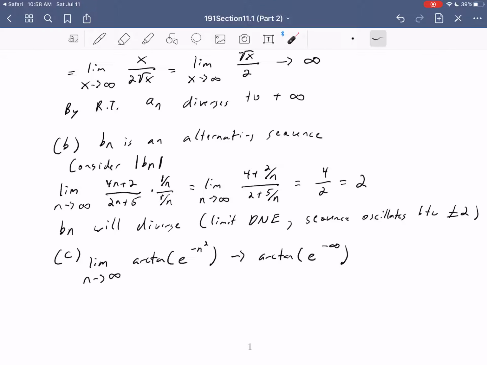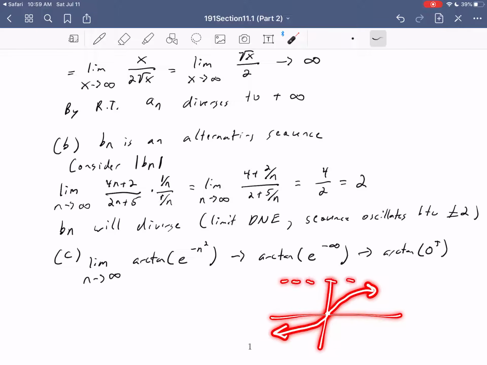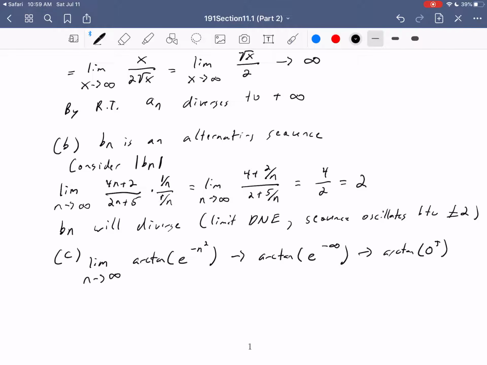Now, if we think about that, e to the x sort of looks like this, and if we're approaching negative infinity, we're going this way, which means we're approaching 0 from the positive side. So this is sort of like arctan of 0 plus. And arctan sort of looks like that, but we're approaching 0 plus, so we're coming in like that to here, so we're approaching 0. So this equals 0. So we can say that C sub n converges to 0.